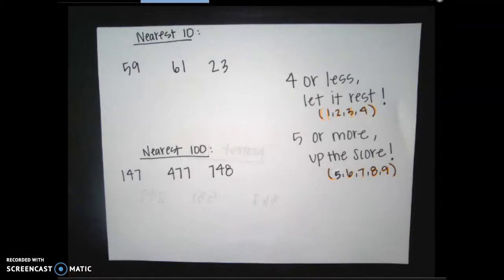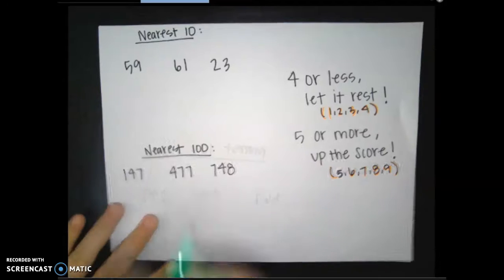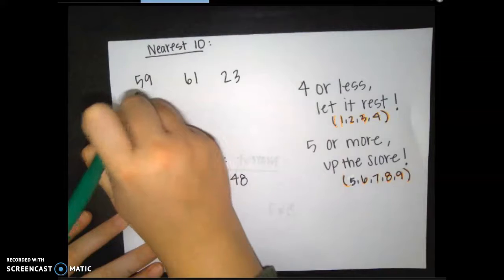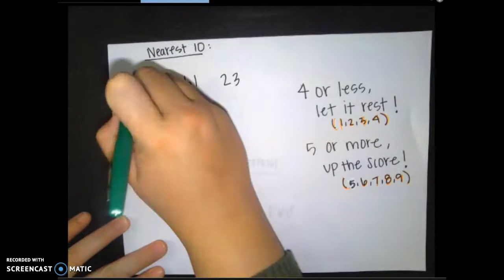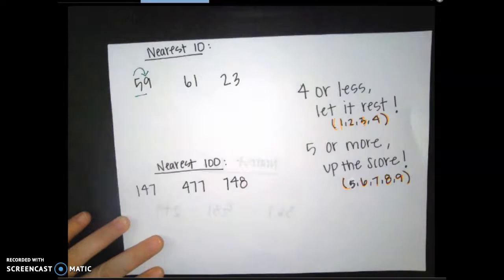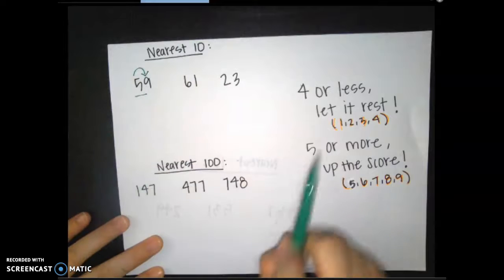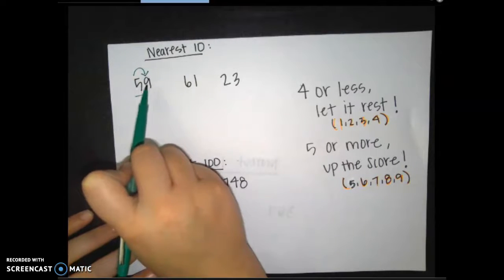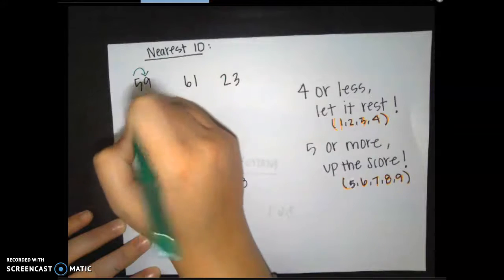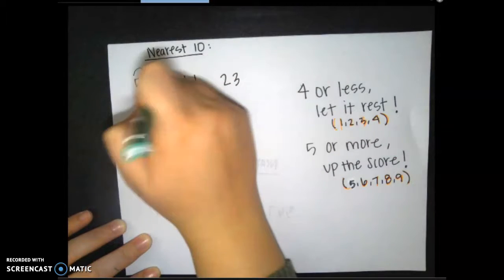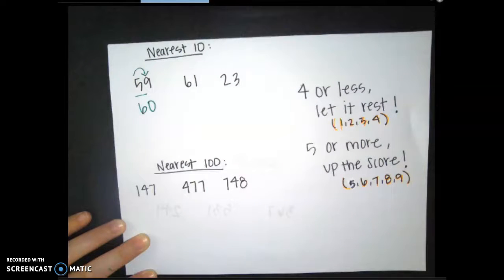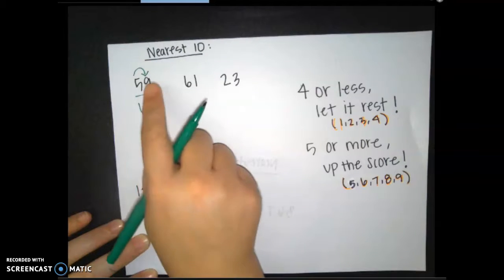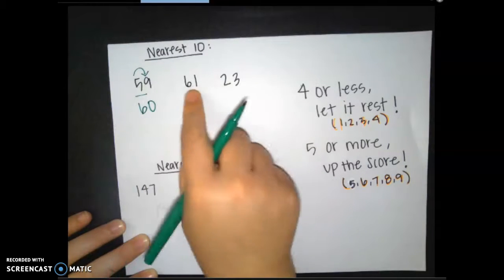So let's practice that. Here's the number 59. I'm going to underline, and I'm rounding to the nearest 10. I'm going to underline my 10s, and I'm going to put an arrow to my 1s, and in this case there's a 9 in the 1s. Well, a 9 is on up the score, so my 10s place value is going to go up, and everything else goes to 0, I'm sorry. My 10s place value goes up, and everything else goes to 0.